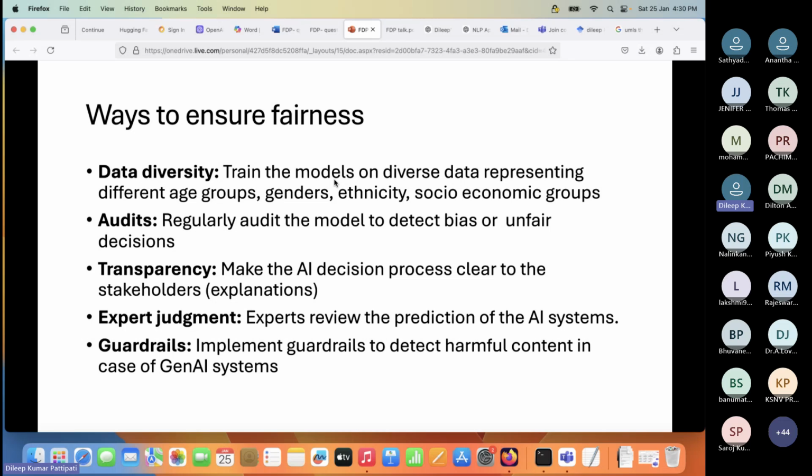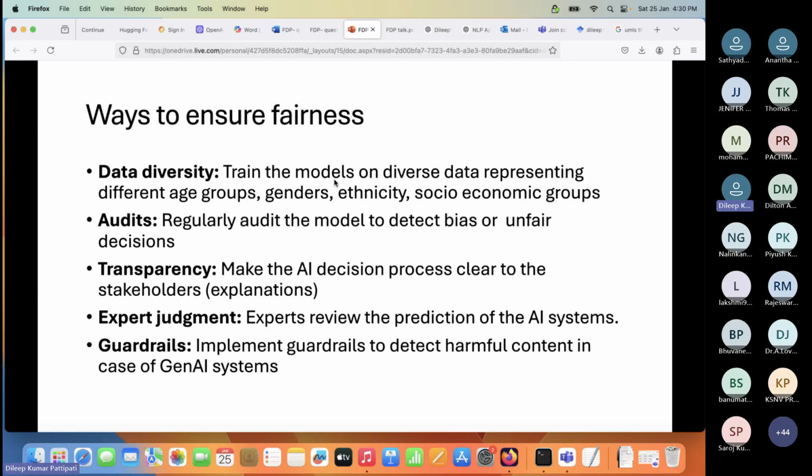In the past, some of these audits required manual sampling. Of the past 100 decisions given by the model, at least 10 can go to an audit, and the auditor can check whether the model is correct or not. And then transparency. By making the AI decision process clear to the stakeholders with proper explanations, the decision can be validated.